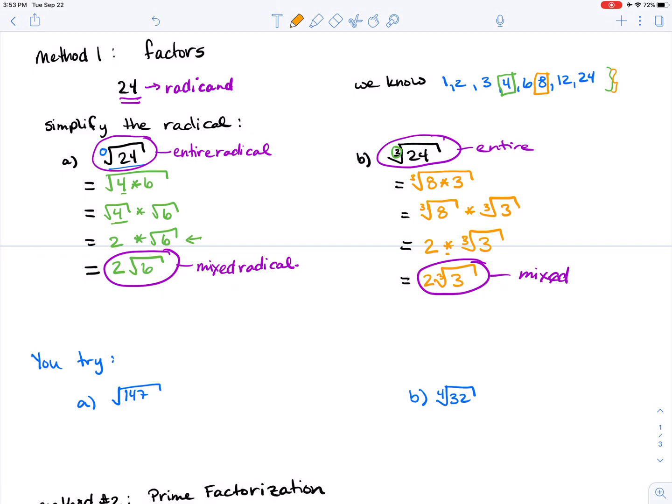Welcome back. So the answer for the square root of 147, you should have gotten 7 square root 3. And the answer for the fourth root of 32, remember it's the fourth root, not the fifth root, so it makes a difference. The answer is 2 fourth root of 2.